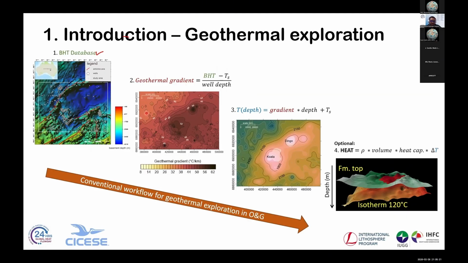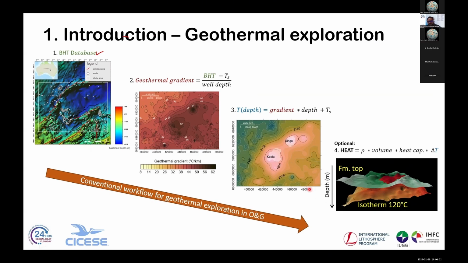Then we construct this kind of geothermal gradient map, and assuming that the geothermal gradient is constant and linear with depth, we can use the previous map to calculate temperature at different depths. As you can see, this is just the formulation for a linear function. Then, and it's an optional stage, we can calculate the amount of heat stored in a certain volume within the basin.